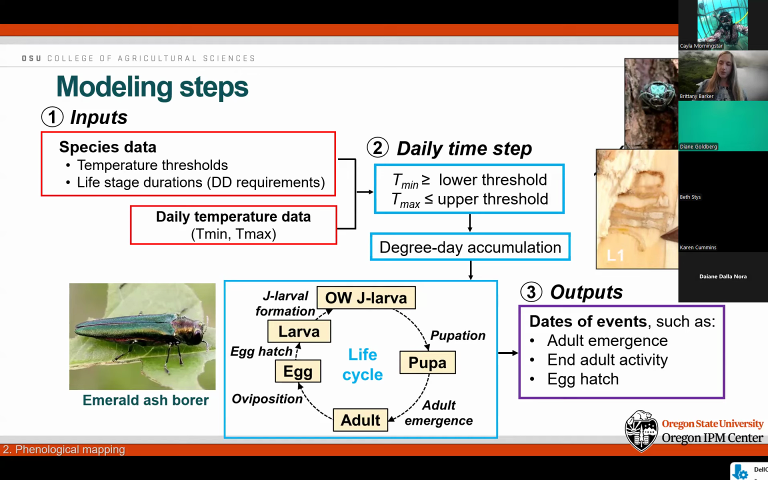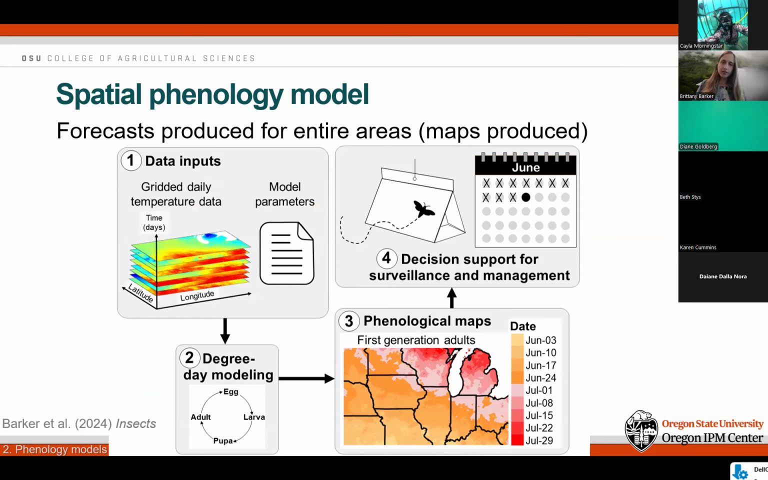Okay, so for a spatial phenology model, if you want to produce maps, so if you want to do these predictions over an entire area, what you need is gridded daily temperature data. In this slide, you see there's a stack of what are called rasters, or gridded daily temperature data, so T min and T max. And this looks like it's for the Midwest, this particular region here. Then you have your model parameters. Those include the thresholds and degree day requirements for the events you're modeling, the life cycle stages. You do your modeling, your daily time step, and then the output is a map, a phenological map.